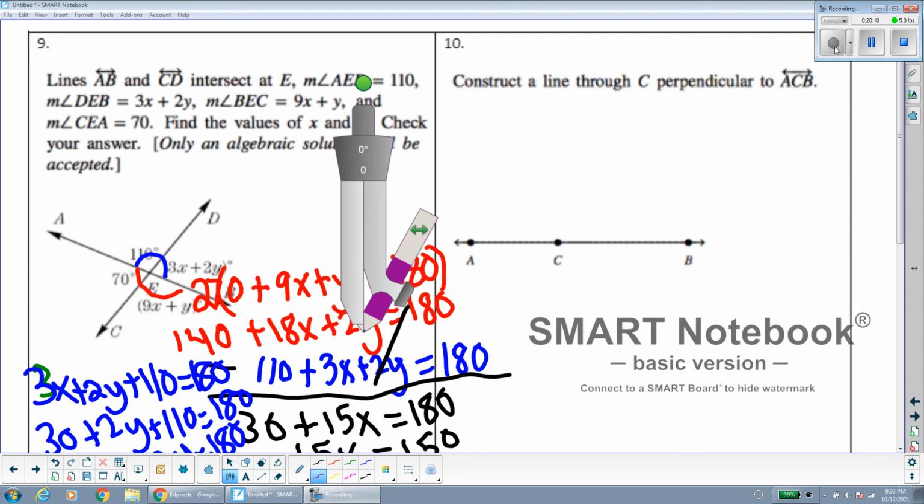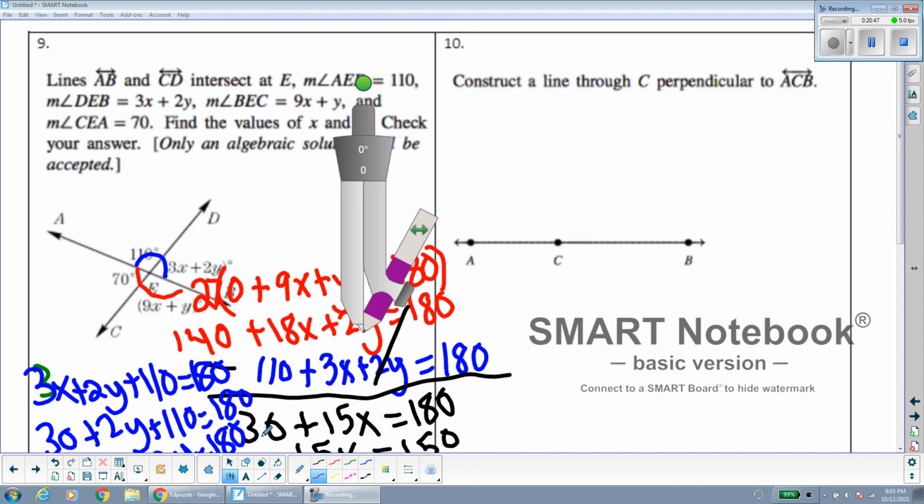Okay, so in number 10, we're going to construct a perpendicular line through point C. And our line is going to be perpendicular to the line that they give us, ACB. A lot of people were confusing the perpendicular line construction with the perpendicular bisector construction. Here we have a line, ACB is a line, so we can't bisect a line. If you did the perpendicular bisector construction, it is not correct because it's not even possible to bisect the line. That would receive half credit if you mix those two up.